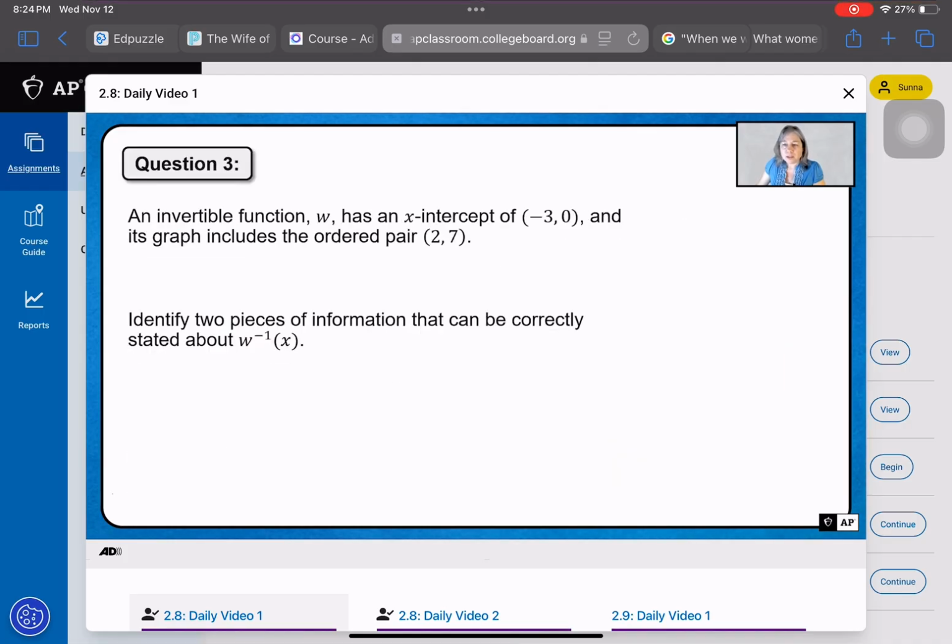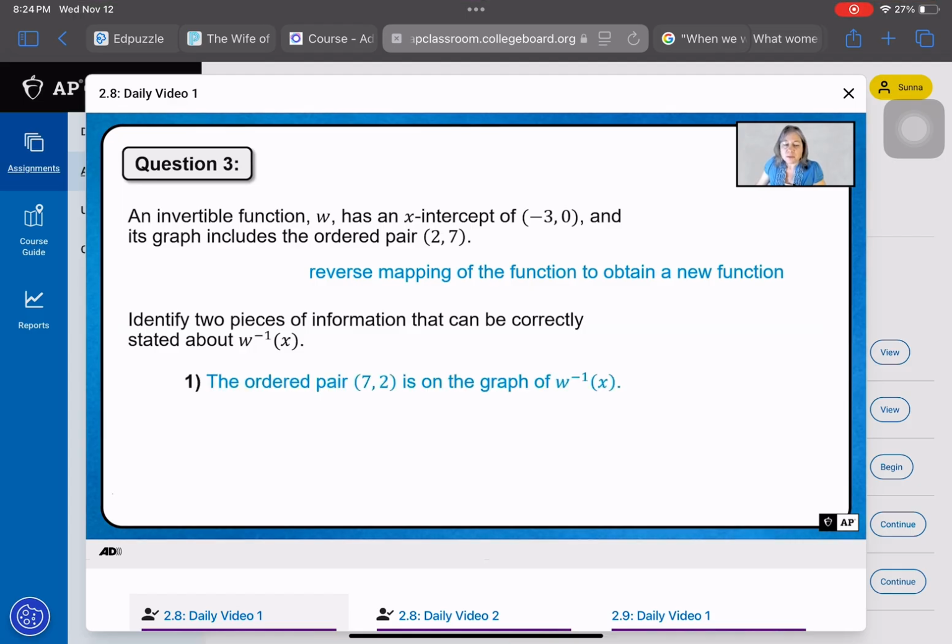Let's look at question 3. An invertible function w has an x-intercept of -3, 0, and its graph includes the ordered pair 2, 7. Let's identify two pieces of information that can be correctly stated about w inverse of x. Note, we're going to reverse our mapping of the function to obtain a new function. And we have invertibility, so we're okay.